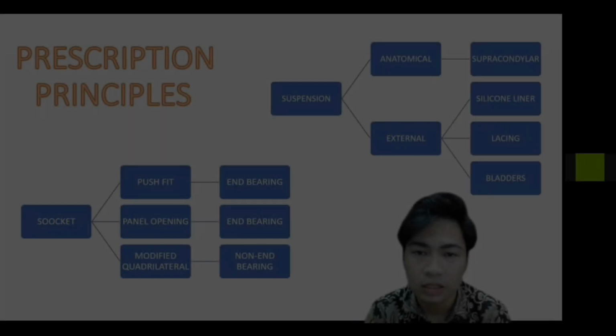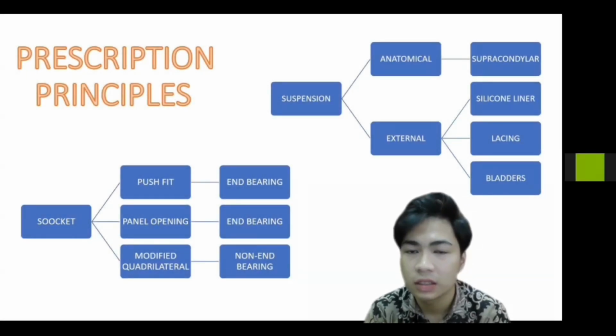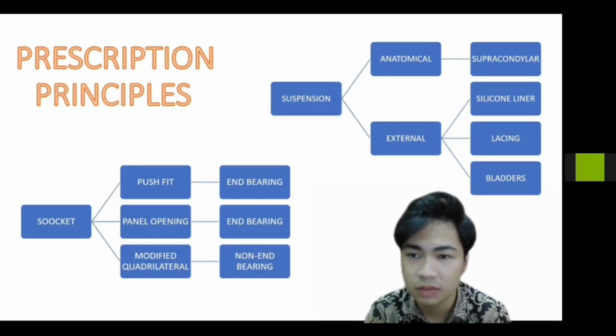So the next is suspension. There are two types. The first is anatomical. The suspension is supracondylar. The next type is external suspension. There are three types. The first is condylar, the second is lacing, and the third is bladder.